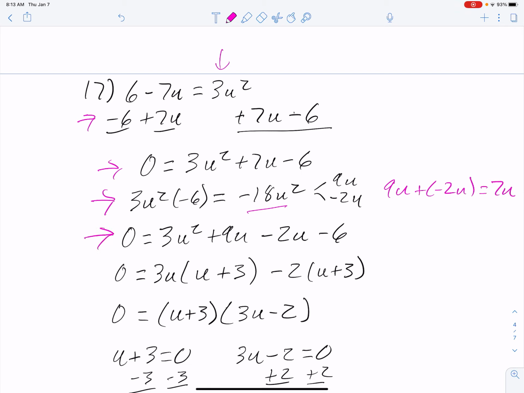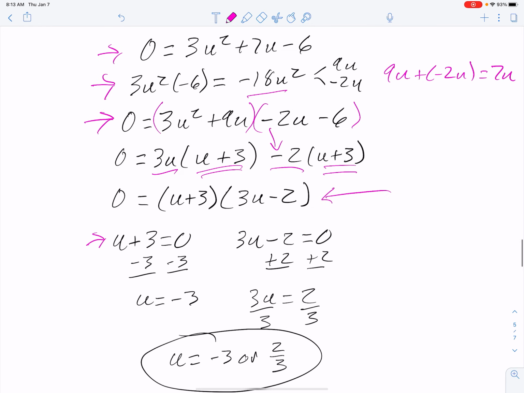So I split my middle term, create my two groups. For my first group, I can factor out a 3u. For my second group, I can factor out a negative 2, so I get my matching group u plus 3. Finish my factoring, set each binomial equal to 0, and then solve for the variable, getting u equals negative 3 or 2/3.